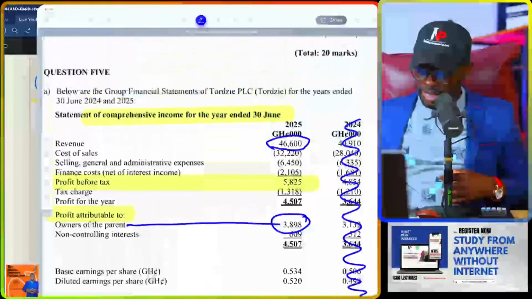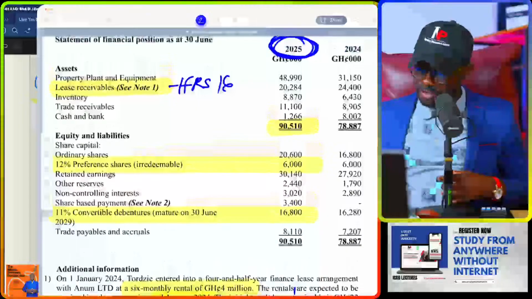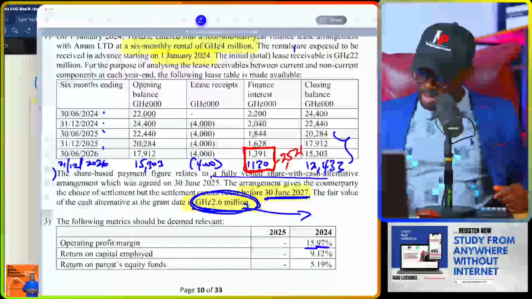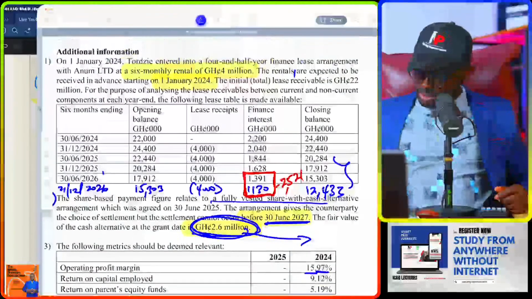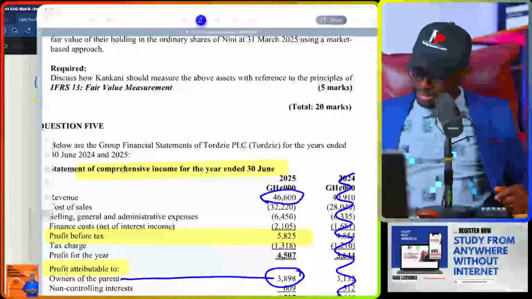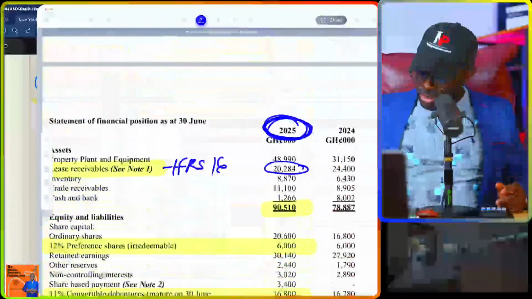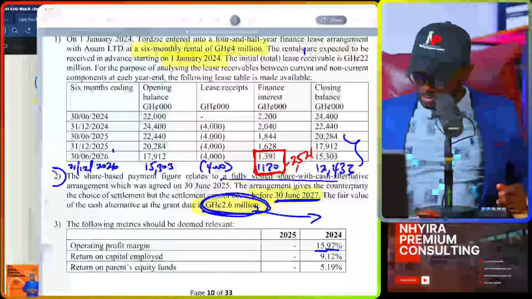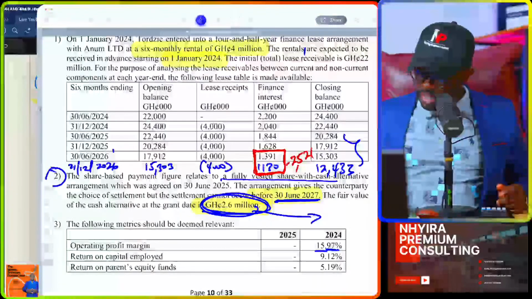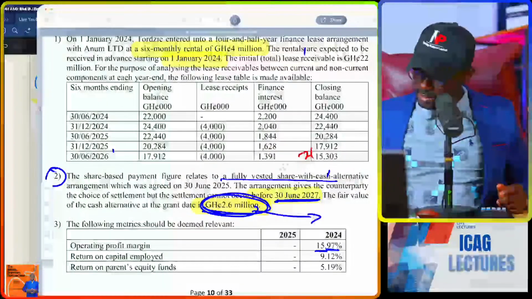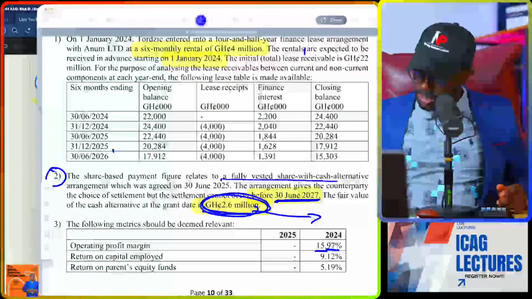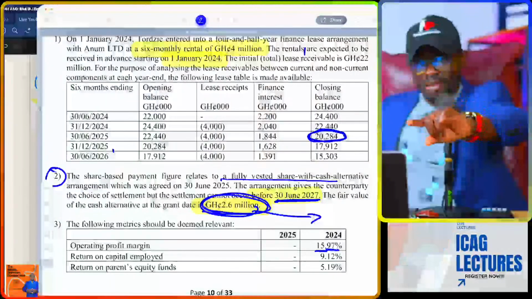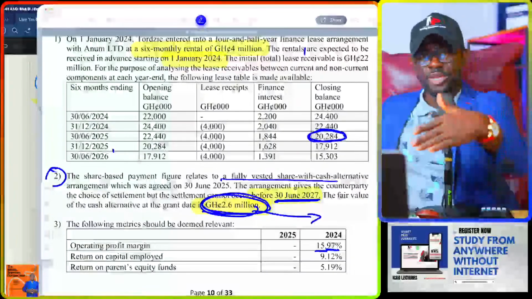Now you see the figure there under the lease receivable, 2284. Our year end is 30th June, and that is why they have that figure as the carrying amount at the end of the year. But that figure must be split between current and non-current. So how do we get the current component?